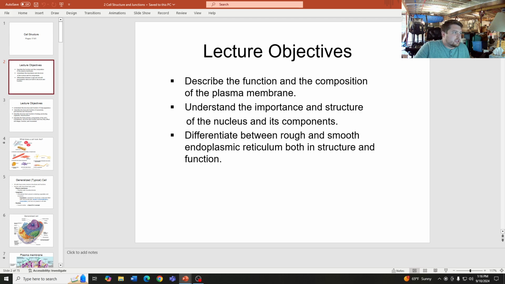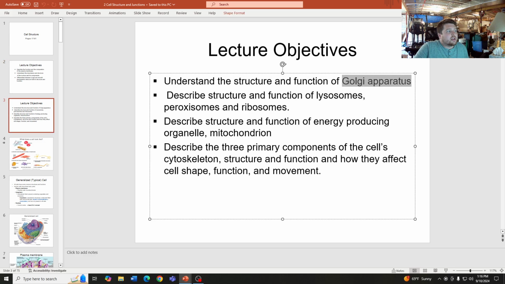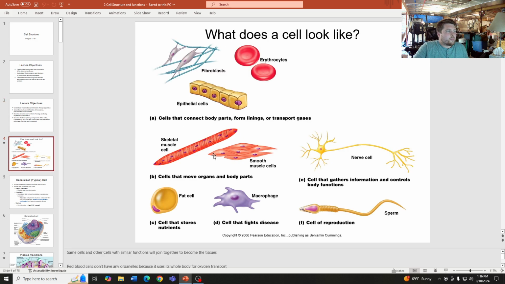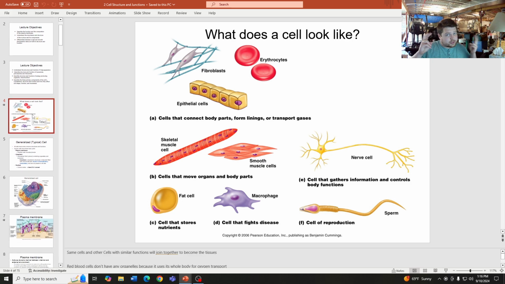We're going to be looking at the plasma membrane, the nucleus and its components, rough and smooth endoplasmic reticulum, the Golgi apparatus, lysosomes, peroxisomes, ribosomes, mitochondria, cytoskeleton, all that kind of fun stuff. So all of this stuff that we see, all these different components of cells, as well as different kinds of cells. So in general, you have your quote unquote typical cell.